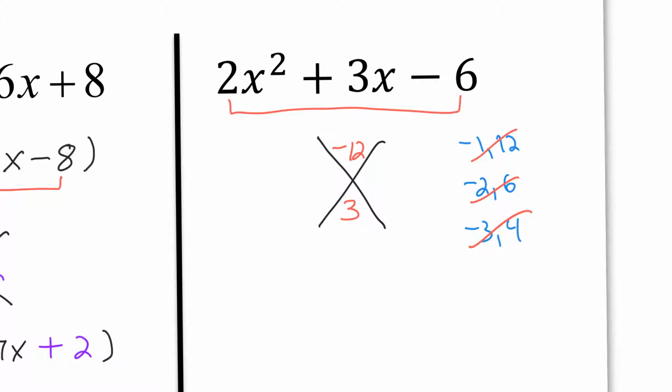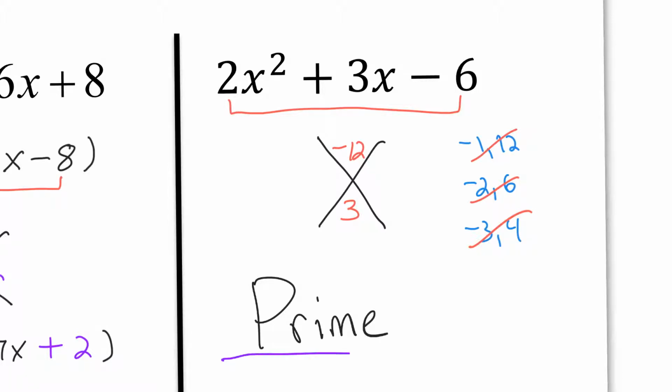And that can happen, guys. A trinomial cannot be factorable sometimes. So when that happens, if you cannot find factors, we have a specific name for that trinomial. We say the trinomial is prime.